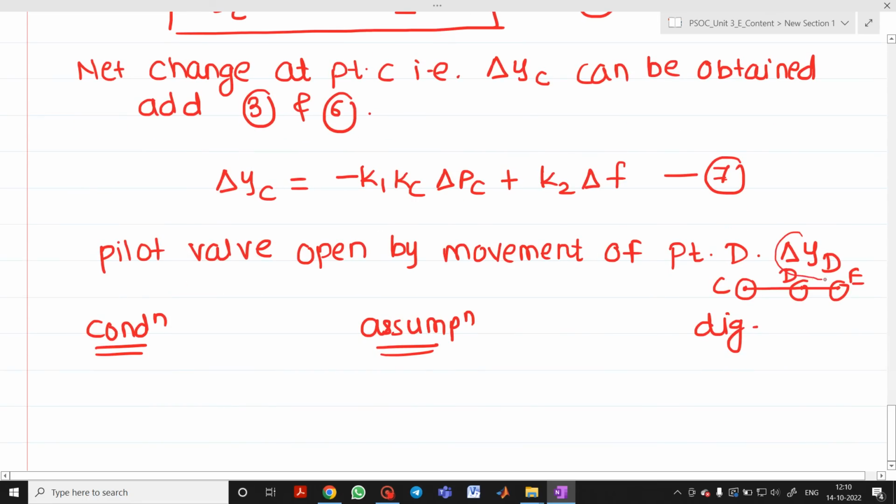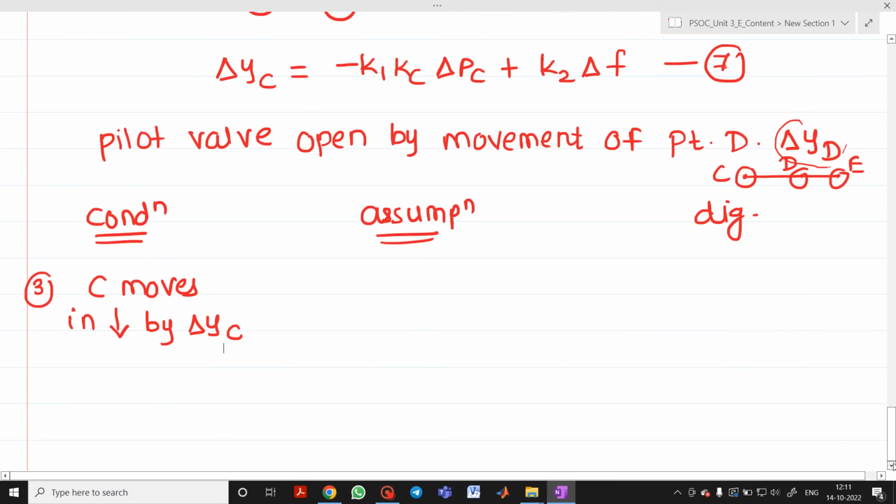Let's say the movement will be delta YD. It is achieved by delta YC and delta YE. So what we have to do, we will take a third case. The third case is, let's say C will move in the downward direction by the amount delta YC, and let us assume that here E will be fixed. E is fixed means what? Steam inlet will be at a fixed position.